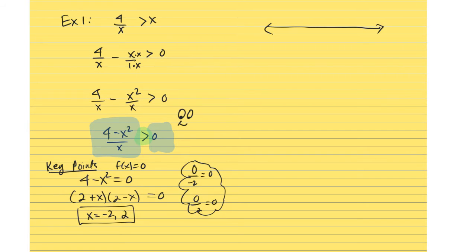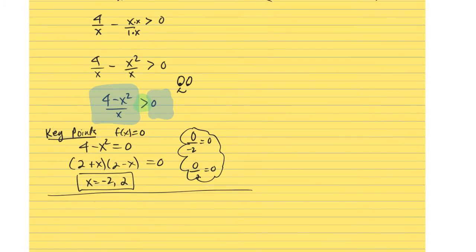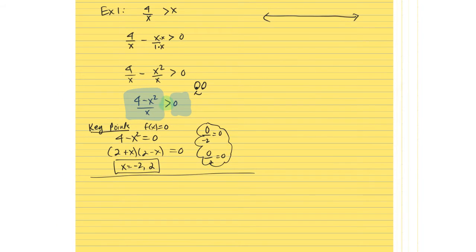All right, so now we're going to move on to when is the denominator equal to 0. That means that our function is undefined because we'd be trying to divide by a 0. Okay, so when we have the denominator equals 0, that's another key point. Okay, so now we have 3 key points.